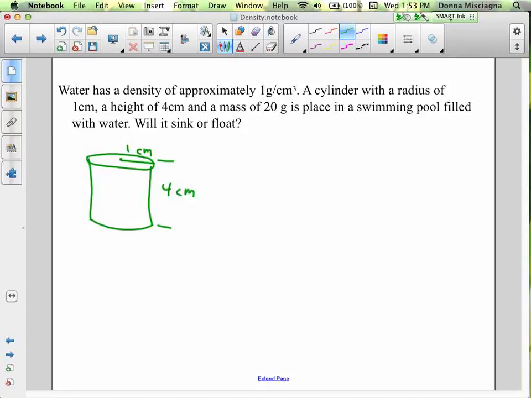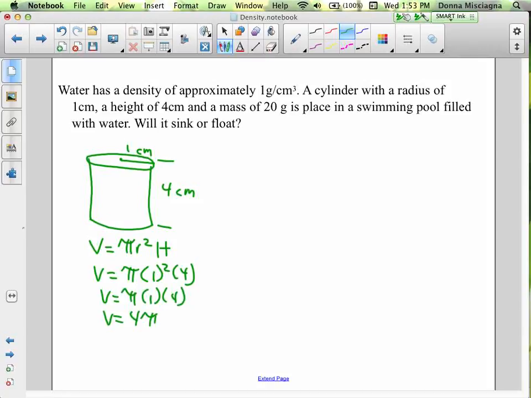And remember that the volume of a cylinder is pi r squared, the area of the base, times the height. So we're going to substitute in pi times 1 squared times 4. Well, 1 squared is 1, so times 4, our volume is going to be 4 pi, and our units were centimeters, so 4 pi centimeters cubed. Now we have our volume.